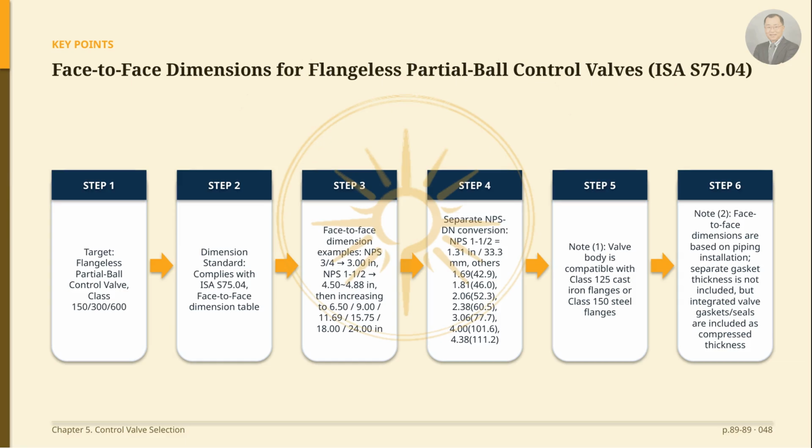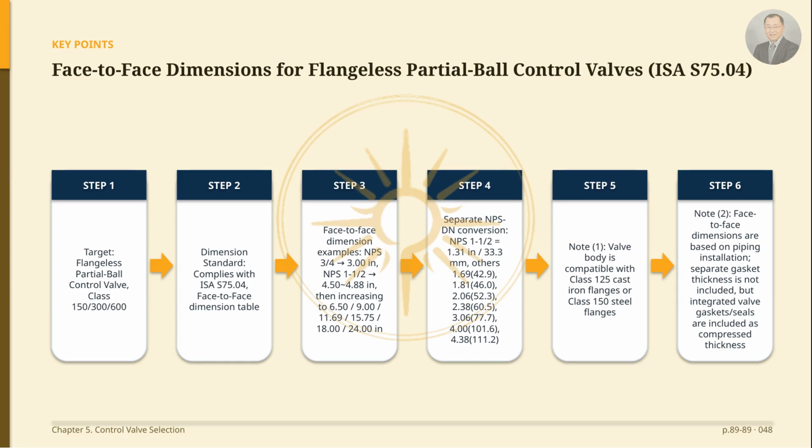In the separately provided NPS to DN conversion table, NPS 1/2 corresponds to 1.31 inches, which is 33.3 millimeters, followed by 1.69 inches, 42.9, 1.81 inches, 46.0, 2.06 inches, 52.3, 2.38 inches, 60.5, 3.06 inches, 77.7, 4.00 inches, 101.6, and 4.38 inches, 111.2 millimeters. Two notes are important.